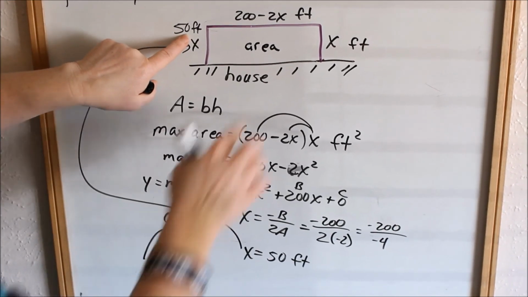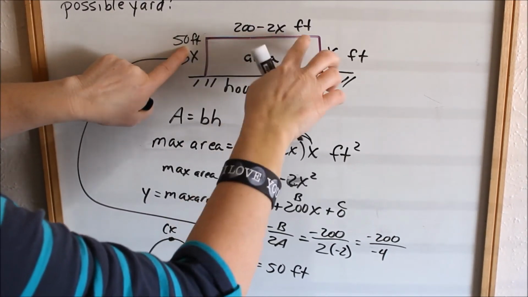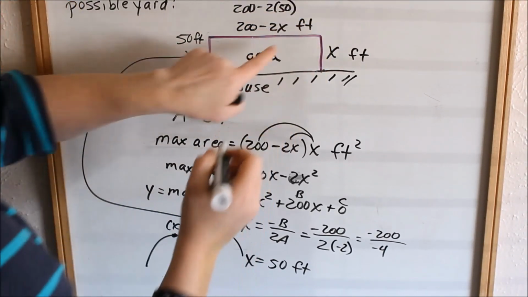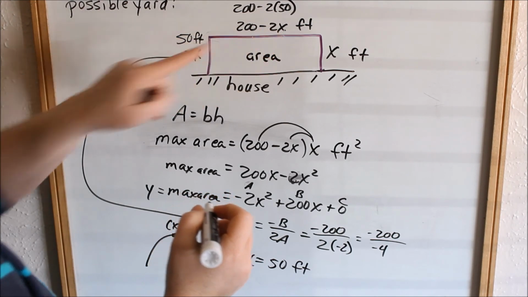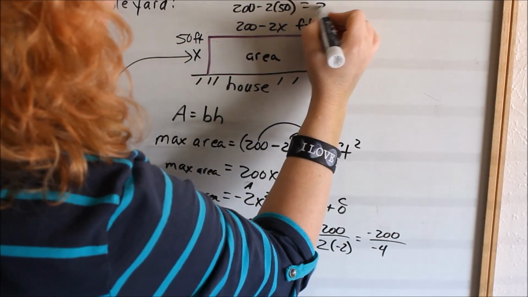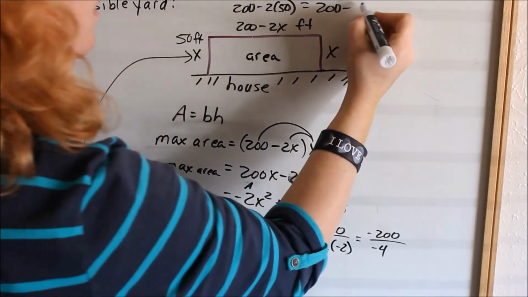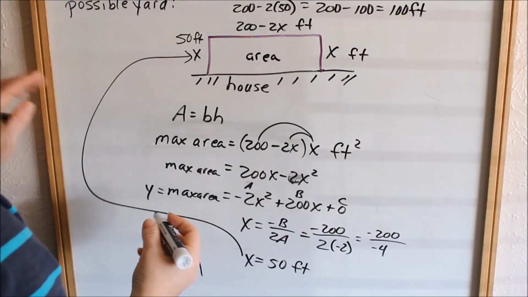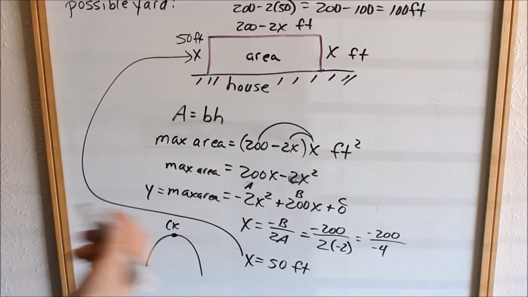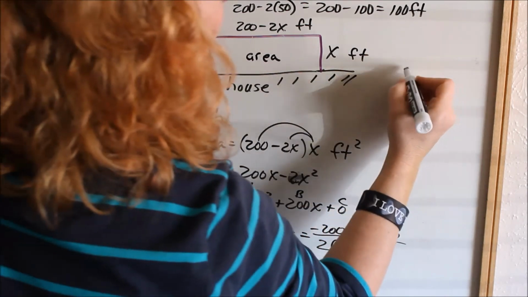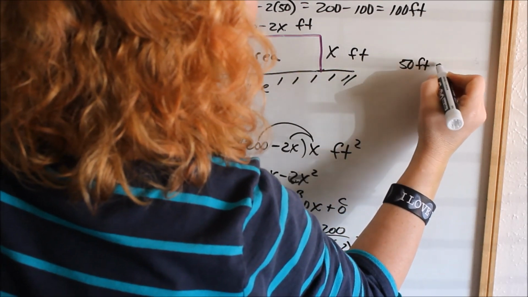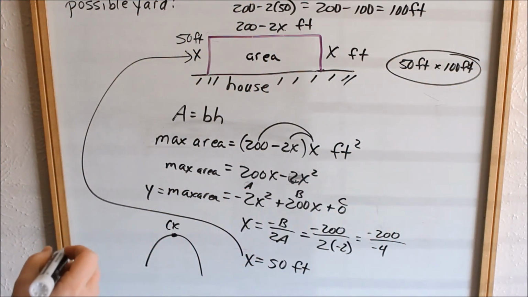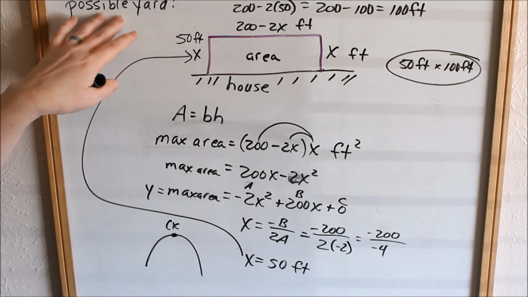So if I know this dimension, I know what x is, I can figure out this dimension. Because this dimension will be 200 minus 2 times 50. I'm just plugging in. We said x is 50. So that would be 200, 2 times 50 is 100. So that dimension would be 100 feet. So to get the maximum play area, our dimensions need to be 50 feet by 100 feet. That would give us the largest possible play area for the yard.